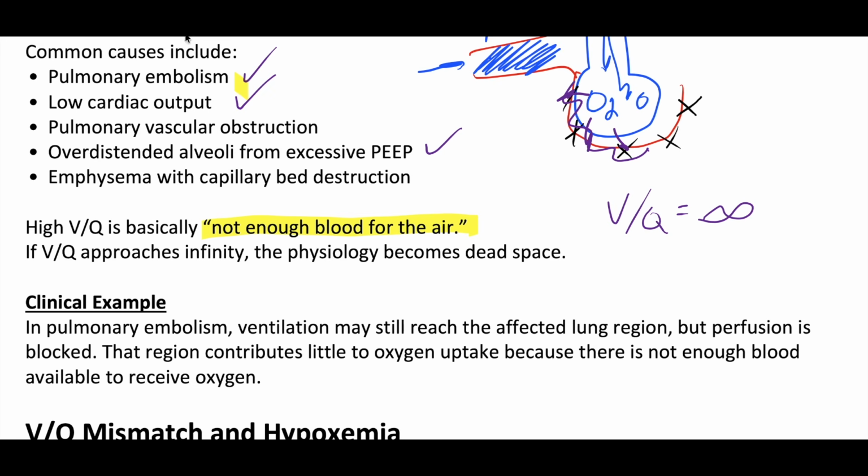So a clinical example of high VQ mismatch, high ventilation for the amount of perfusion, as we said, is a pulmonary embolism. And in a pulmonary embolism, ventilation may still reach the affected lung region, but perfusion is blocked. So the region continues to have too little oxygen uptake because there's not enough blood flow available to receive that oxygen.